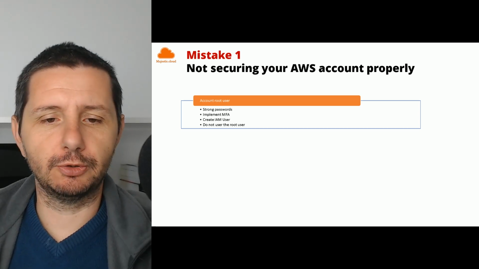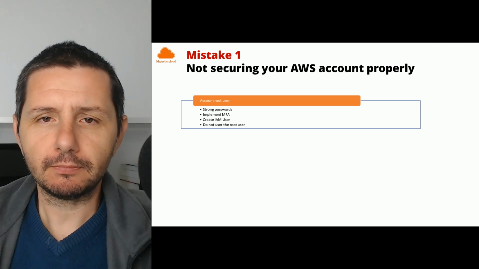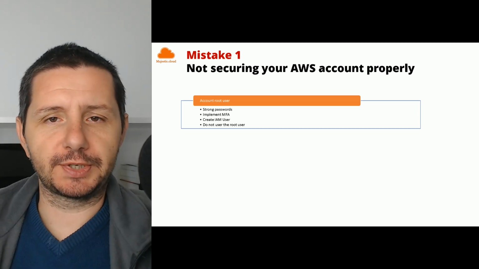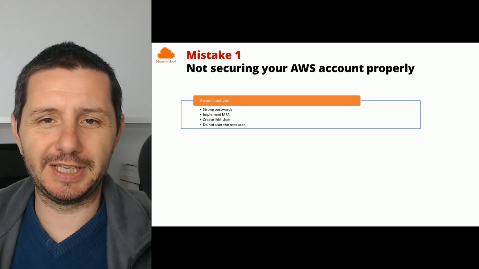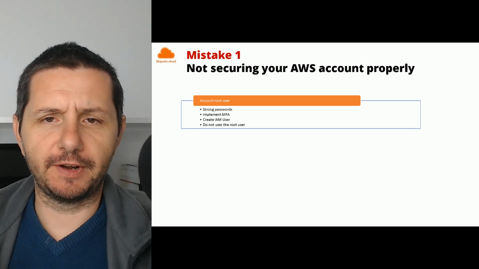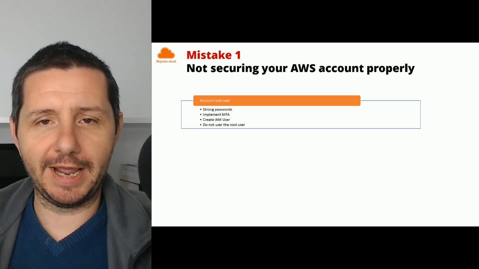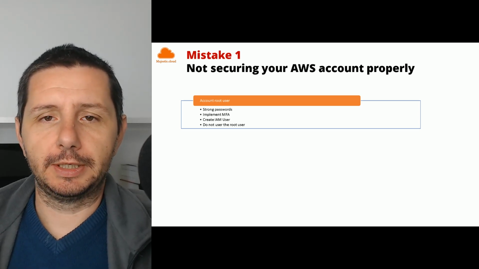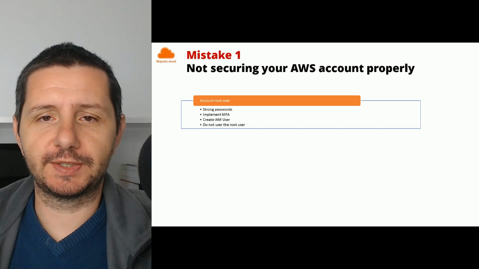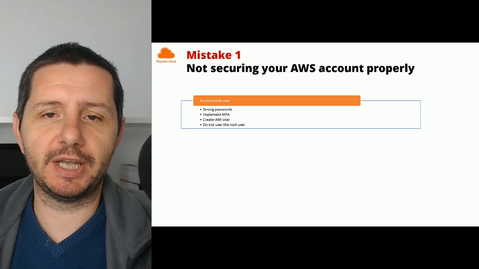So the account root user is the account that you get when you signed up for the AWS account. You usually log into this with an email address. And this is a very powerful account. It can do anything. It cannot be restricted. So you would want to safeguard this by restricting access to it and not using it on a daily basis.